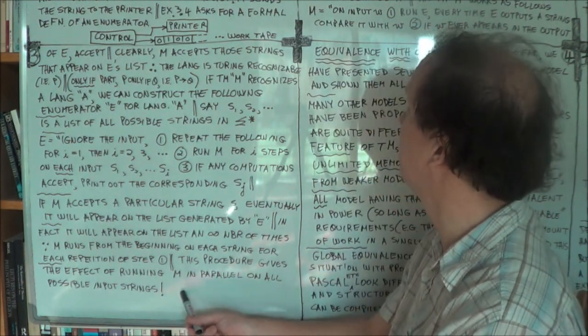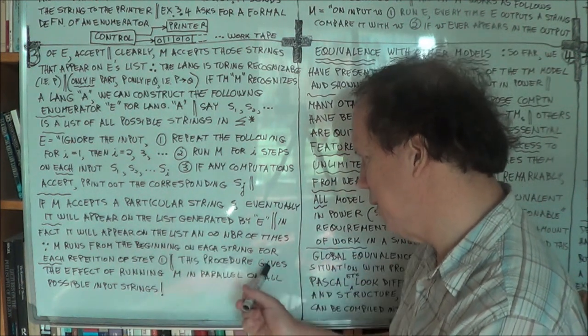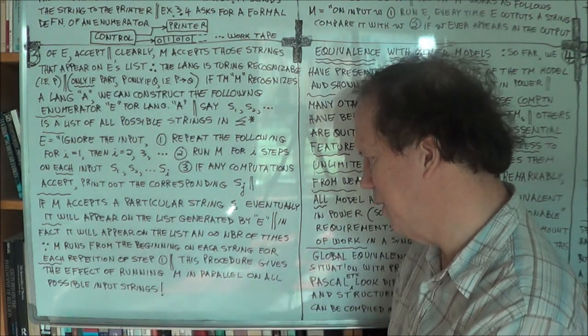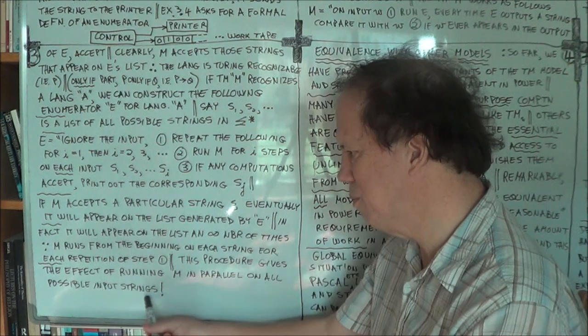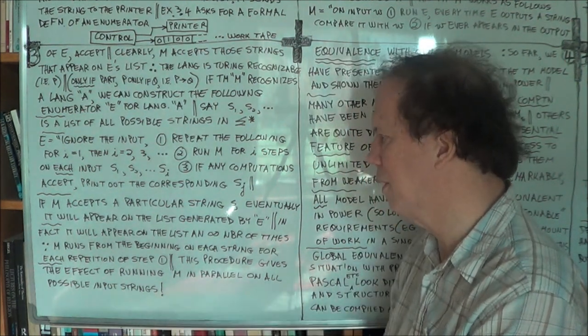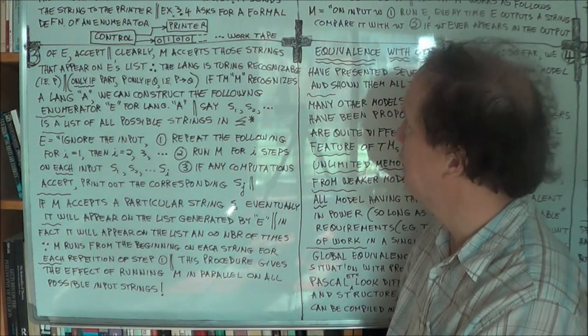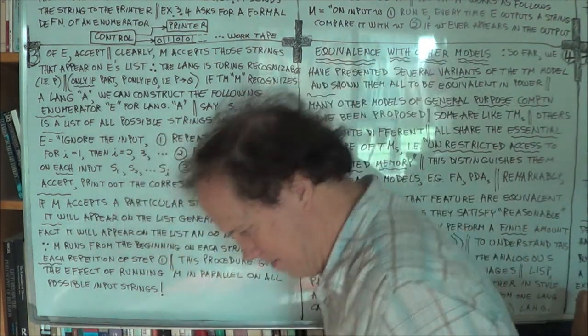And a comment here before we get into the next topic. Doing this kind of thing, it's effectively running the machine M in parallel on all possible input strings, which you can look on it that way. All right. So next topic. I'll switch around.